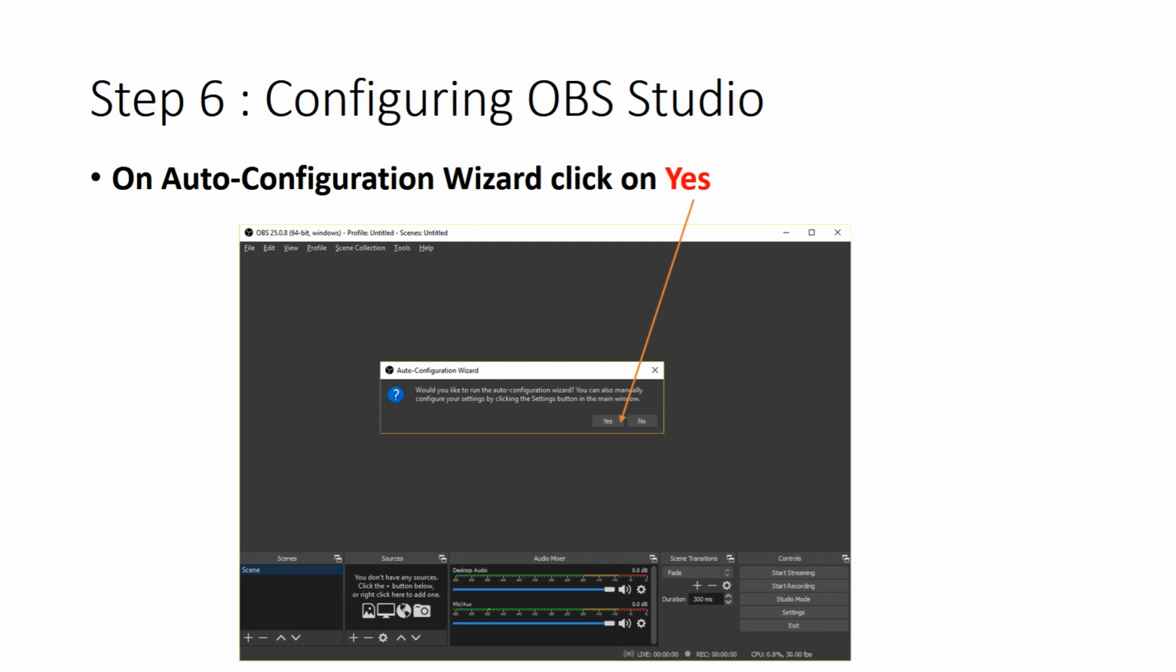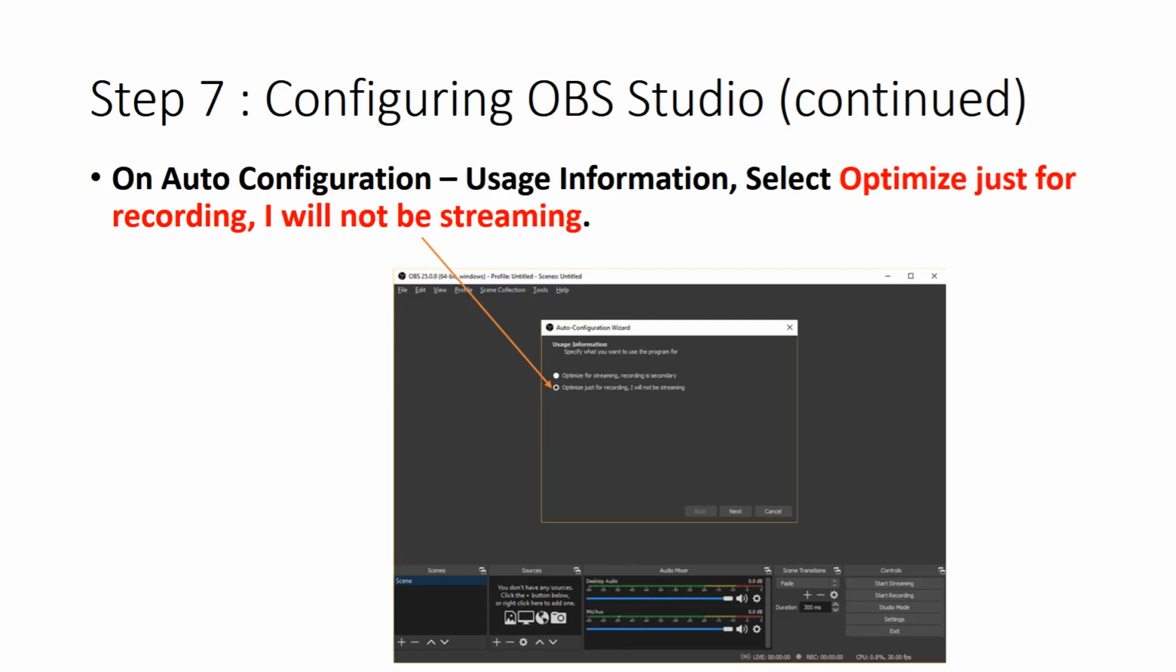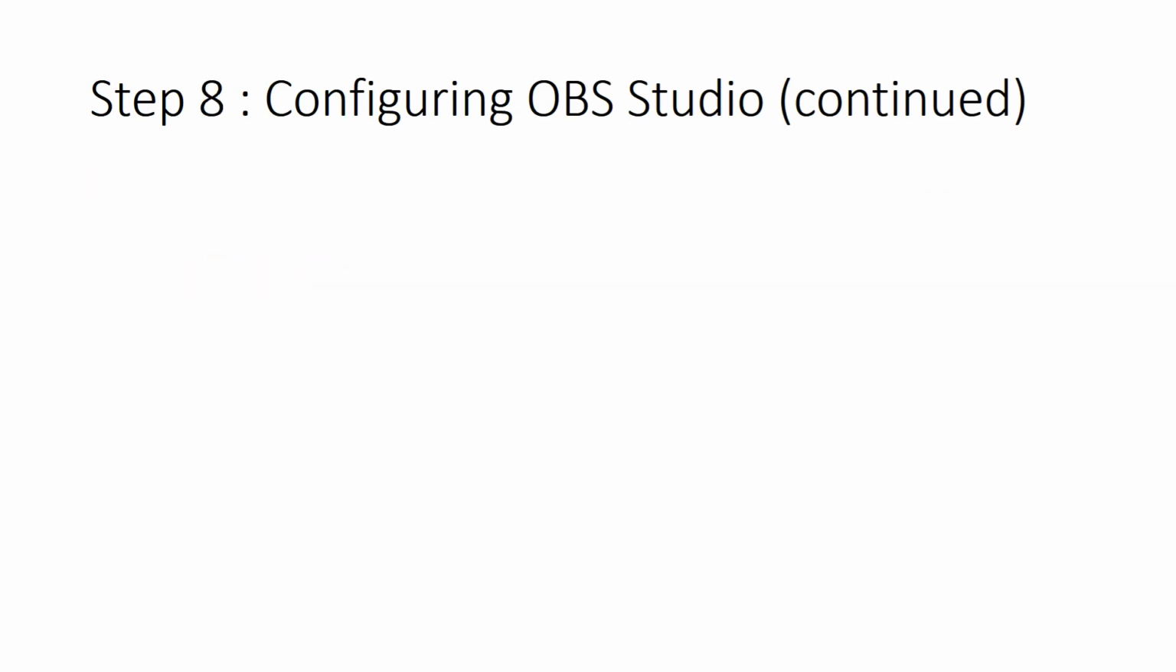It will go through a couple of questions, ask you about why or how you want to use the OBS Studio software, and based on that, it will configure the software for you. So if you want to configure it automatically, click on yes. On the next screen, it will ask you whether you want to optimize it for recording or optimize it for streaming. OBS Studio can do both, but because our aim is to record a presentation, we have selected optimize just for recording. After you have done that, click on next.